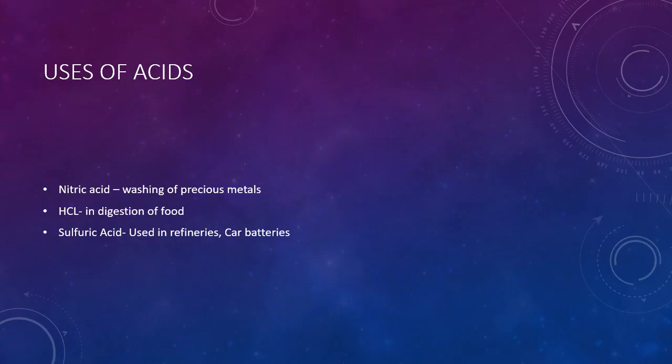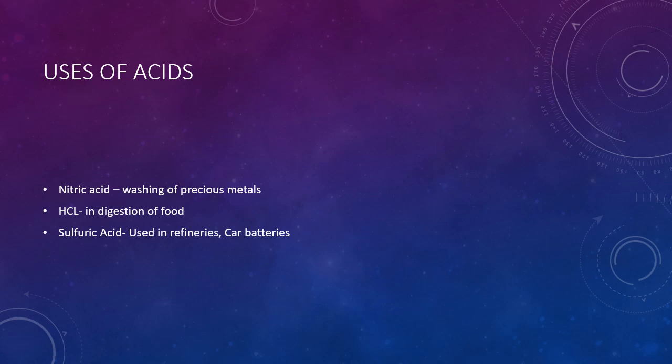So as we have learned about acids and bases, now in this slide I am going to tell you about the uses of acids. So acids are used in the laboratories and industries for various purposes. Nitric acid is used to increase the fertility of agricultural land, like ammonium nitrate, calcium ammonium nitrate, etc. And nitric acid is also used in creating explosives.